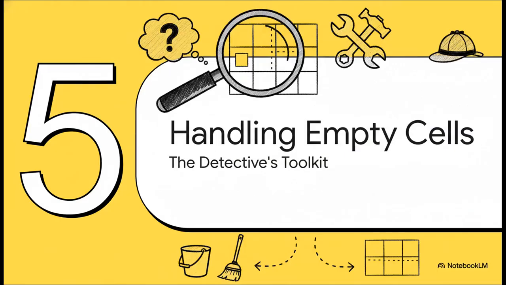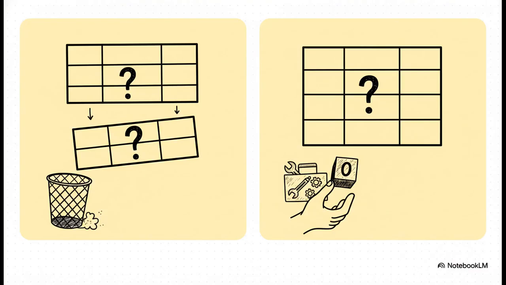Okay, so finding the missing clues, that's half the battle. But now comes the important part. We have to decide what to do about them. And in our data detective toolkit, we've got two main strategies for dealing with these empty cells. So here are our two go-to tactics. On the one hand, you've got dropna, which is basically the remove it strategy. It's the simplest thing you can do. If a row has any missing data, poof, the whole row is gone. It's super fast, but you lose data.